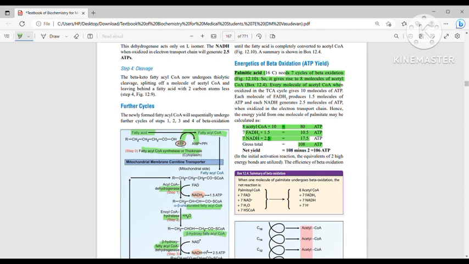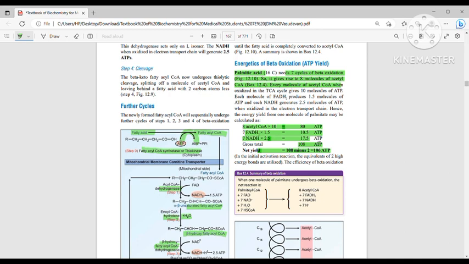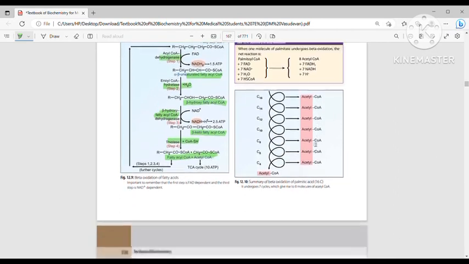But look here, there is use of ATP which gives AMP. That is, there is use of two energy equivalents, two high energy bonds, so 2 ATP is decreased, and the net yield of ATP is 106 ATP. In this way, there is a release of 106 ATP from beta oxidation of palmitic acid. That's why beta oxidation of fatty acid is very important for energy production in the body, as it can yield a large amount of energy.